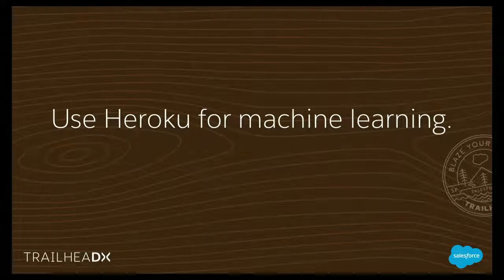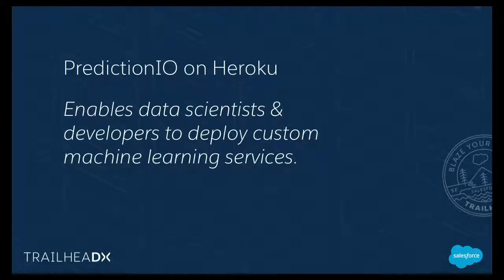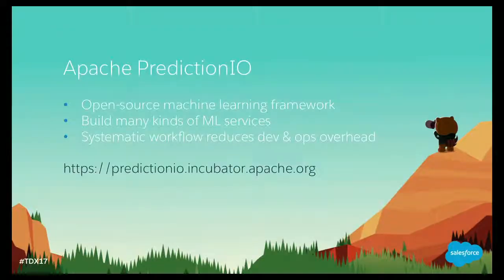It's a cloud that helps you operationalize applications. So specifically, we're targeting PredictionIO on Heroku to enable data scientists and developers to build custom machine learning services. So this is using Apache PredictionIO. PredictionIO was acquired by Salesforce a couple years ago and donated to the Apache Software Foundation. And so PredictionIO itself is essentially a framework to help you write custom machine learning services.